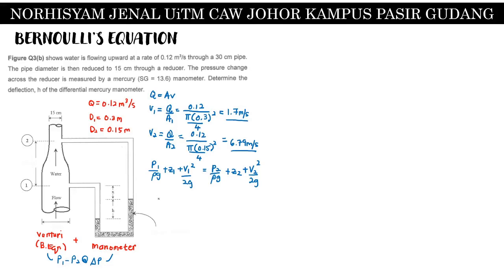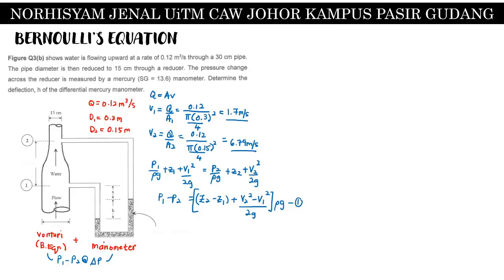Okay, so the first thing to do here is we rearrange the equation. So we get P1 minus P2 is equal to Z2 minus Z1, plus V2 square minus V1 square, divided by 2 times the gravitational acceleration. And this rho g over here will go to the other side. So now this is the first equation that we get in terms of Bernoulli equation.